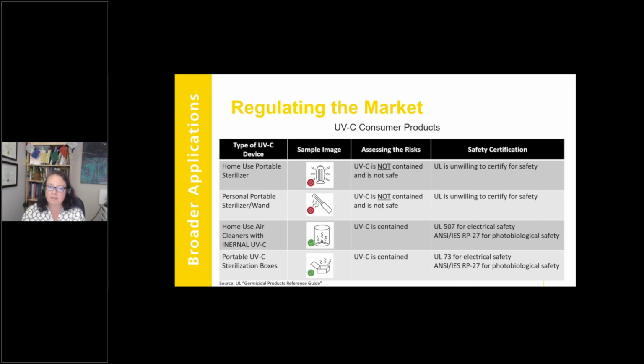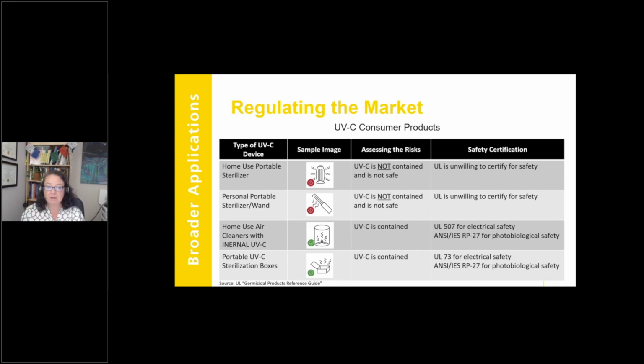The Underwriters Laboratory has published a fantastic guide that helps users understand the types of UVC applications in particular and their safety regulations or safety concerns. Keep in mind this is all specific to traditional 254 UVC sources. Another thing to note is that UL is essentially looking at these devices from an electrical safety standard point of view and defers to other authorities as to the photobiological safety of them.